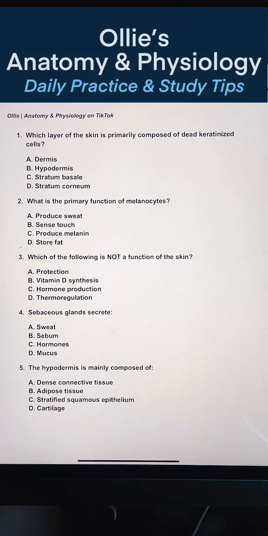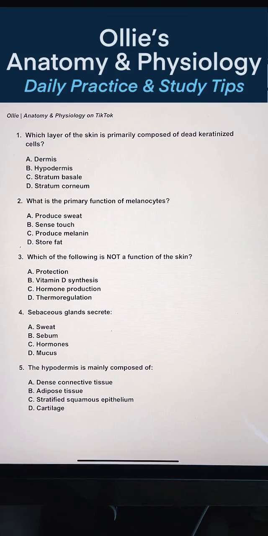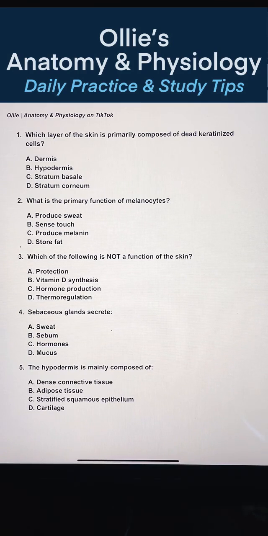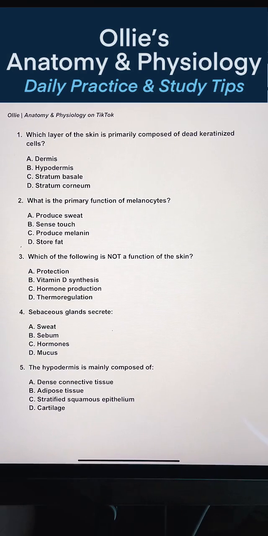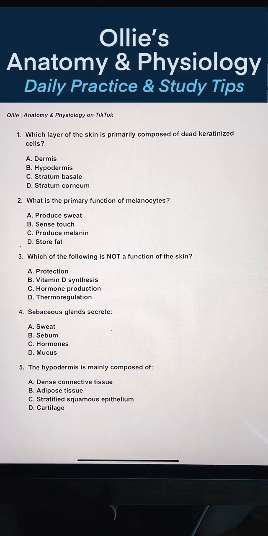Yes, perfect, everybody. Thank you for letting me know. All right, so we'll start with number one. We're going to start with some integumentary system questions. I know a lot of you have been moving on from the tissues to the integumentary system and the skeletal system. Number one asks, which layer of the skin is primarily composed of dead keratinized cells?